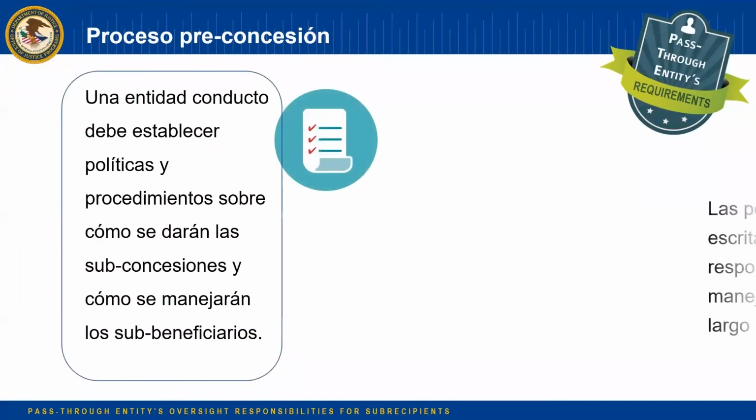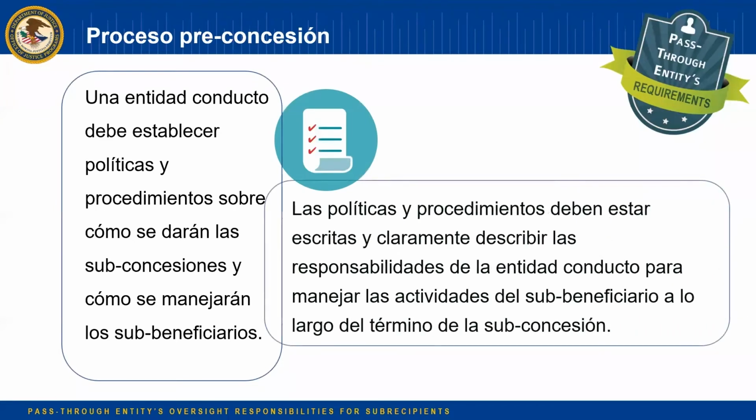So the pass-through entity must have established written policy and procedures on how they will make sub-awards. So what I'm saying here is that when you're making sub-awards, there needs to be a process as to how you make the announcements that you have funding for organizations to apply for, to do aspects of that particular grant program. How you're going to manage these sub-awards throughout the life cycle of that particular grant program. Next slide, please.